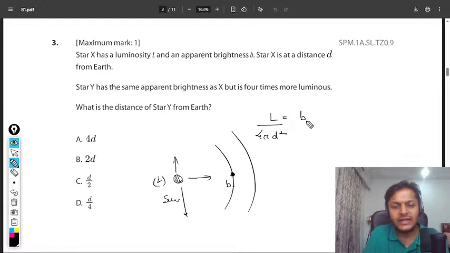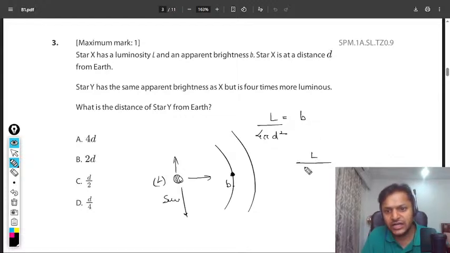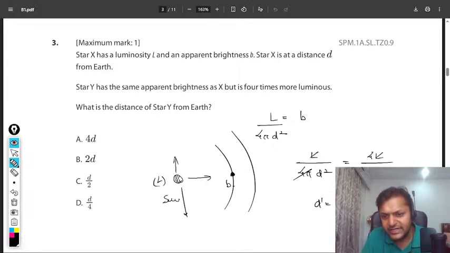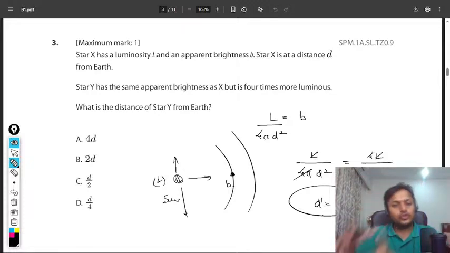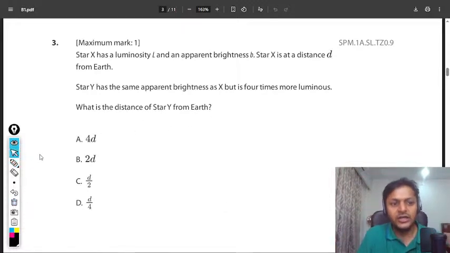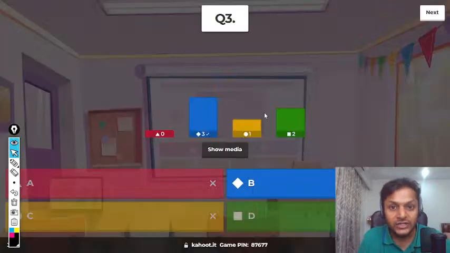Now in this question, the brightness is not changing, it is the same. So I can just say that luminosity of the sun over 4 pi d squared. Now for the other star, with 4 times more luminosity, the luminosity is 4 times, and you have to talk about this d dash distance. The other factors are cancelled. So clearly d dash comes out to be 2d from the calculation. I'm not going to do the complete calculation here. So the answer will be B. This is how we do this question.